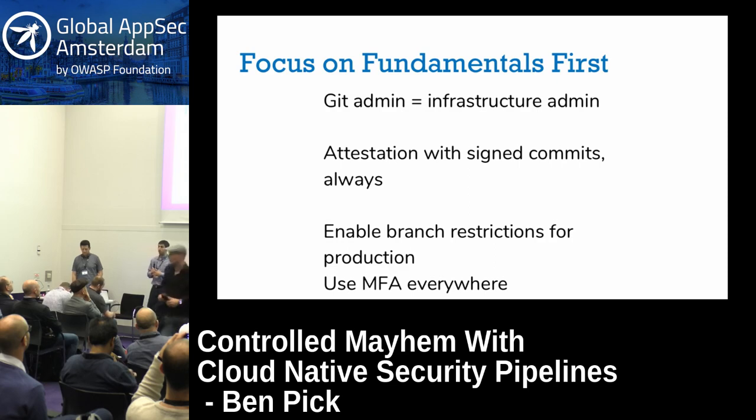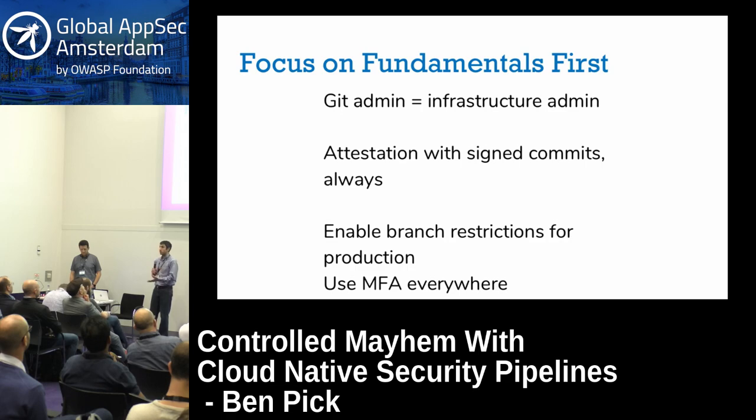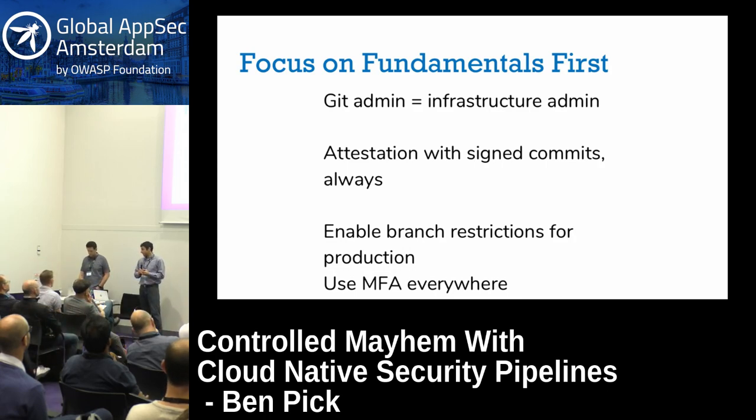Well, you want to make sure that you're using multi-factor authentication so you can specifically tie an individual user to their identity. Then you want to make sure that they aren't committing anything without signing it. So you want to ensure that all the attestations get signed for their commits. And you want to enable branch restrictions within production so that one single developer or a single team is not able to commit or push changes into the master branch, which becomes your production.